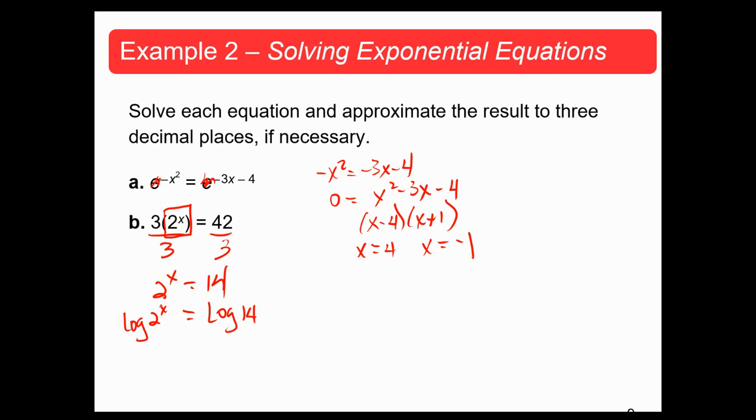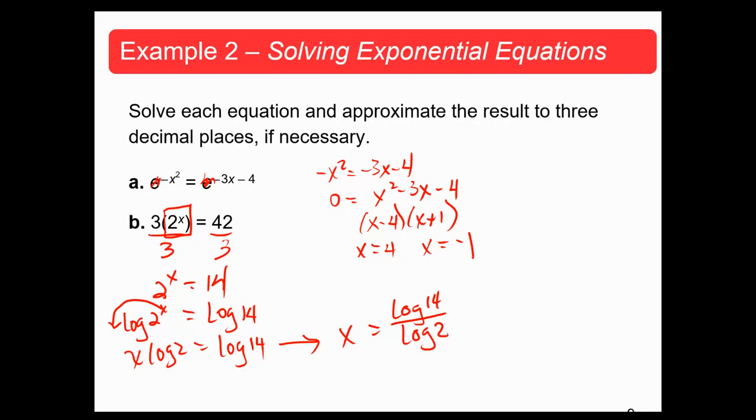Now that x, because it's an exponent, will go to the front. So I have x log 2 equals log 14. And then my final answer is going to be x equals log 14 divided by log 2. And you need to put that in your calculator.